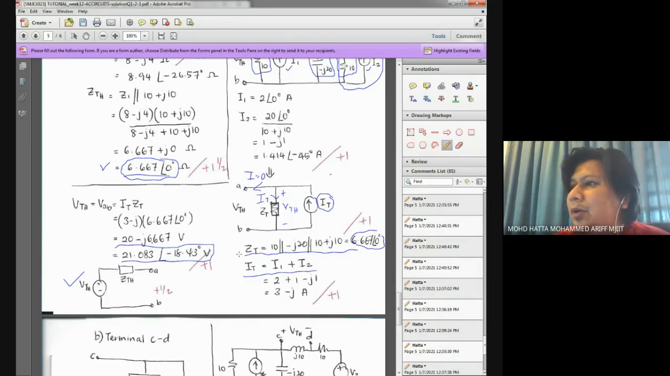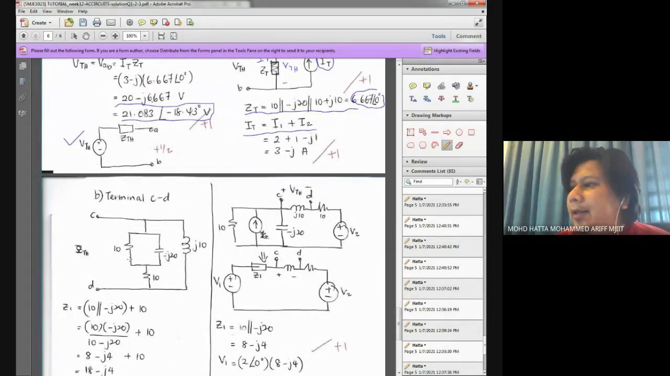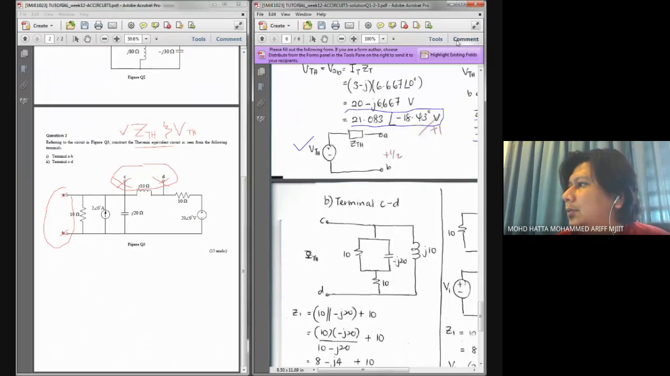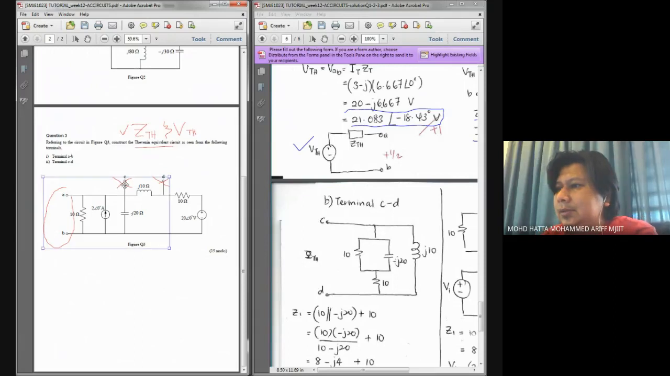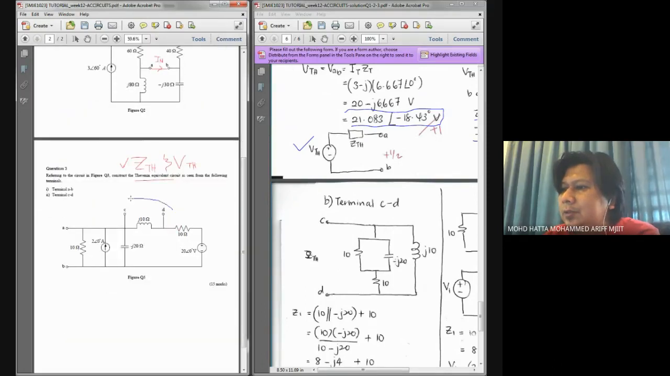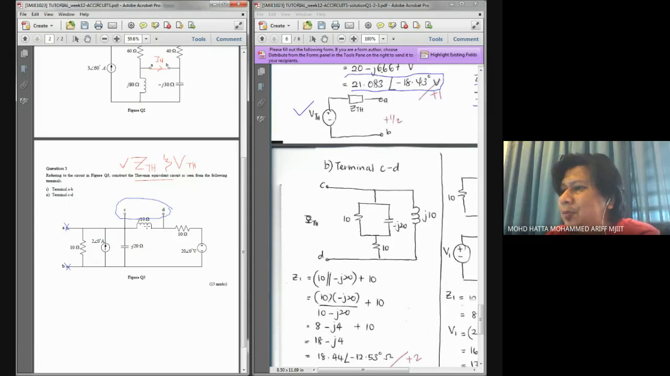All right, that is for terminal A and B, and now terminal C and D. Okay, looking at the question back, we should consider that we are focusing on this part, and this part is considered neglected. Looking from this terminal, what you can see is that if you simplify this one, it will become a circuit which looks like this.